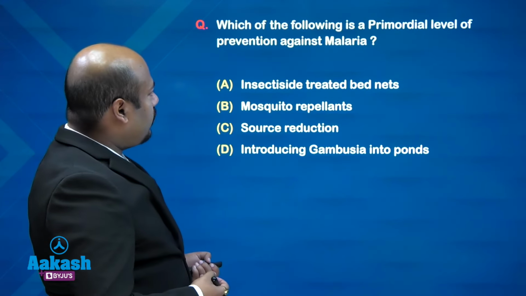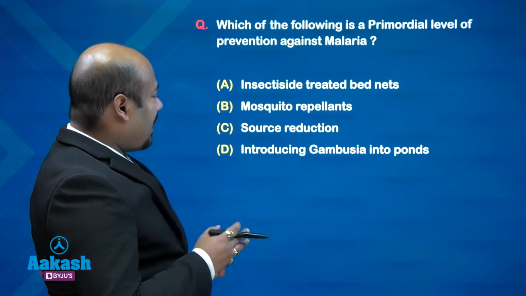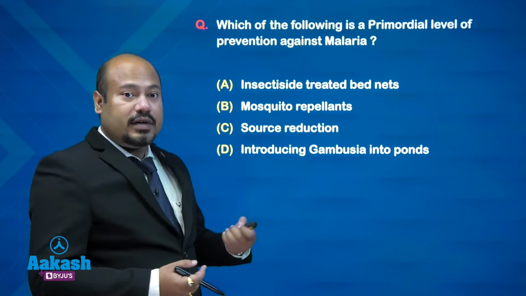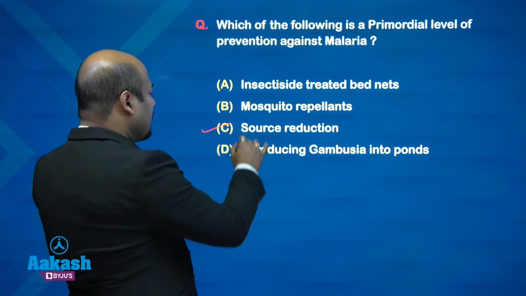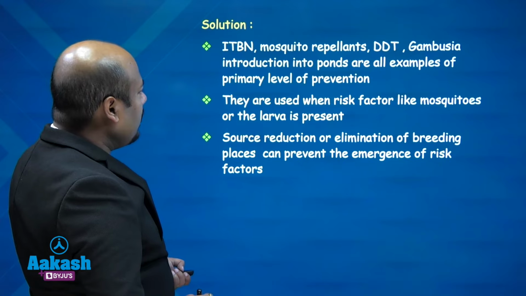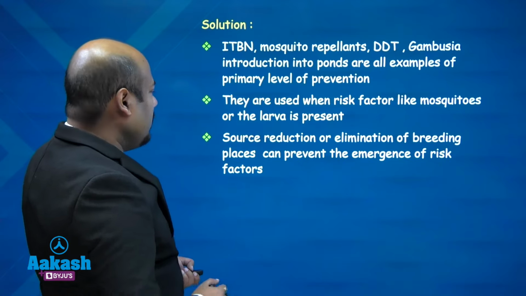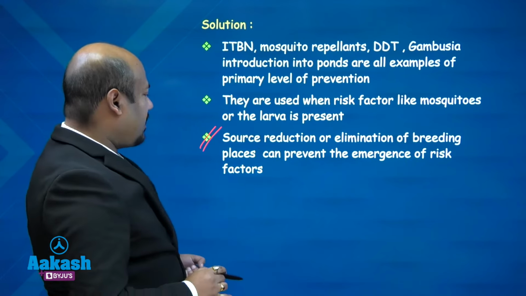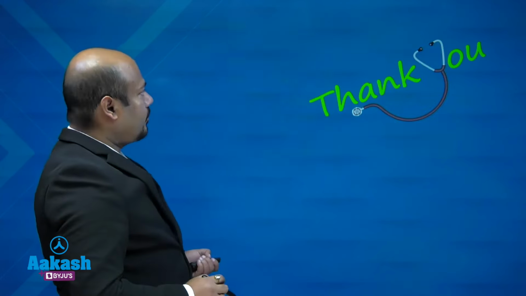Which of the following is a primordial level of prevention against malaria? Primordial level of prevention is what? You are trying to prevent the emergence of the risk factors. So it will be what? Source reduction. So insecticide treated bed nets, mosquito repellents, DDT, Gambusia introduction, all examples of primary level of prevention, okay? But source reduction or elimination of breeding place can prevent the emergence of risk factors. So this will be what? Primordial level of prevention. Okay.